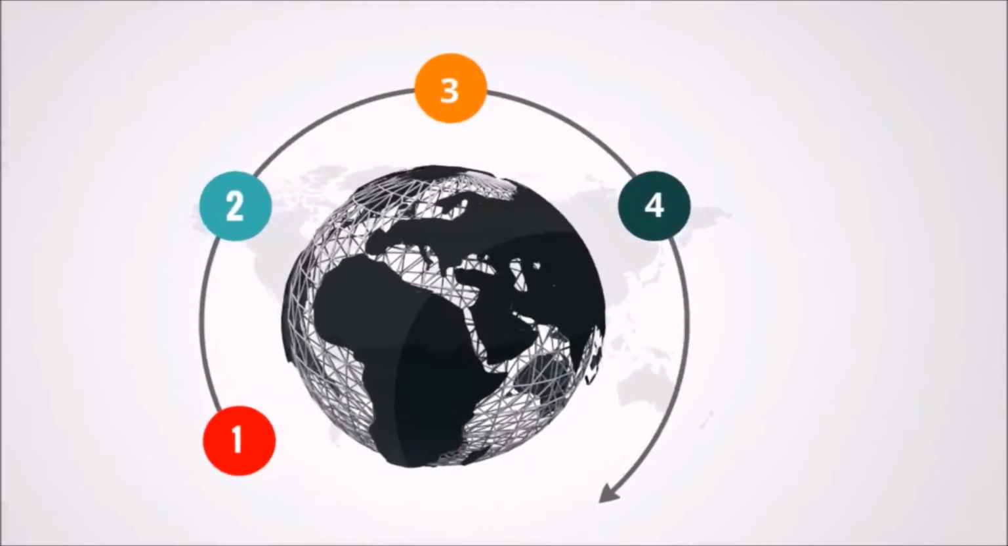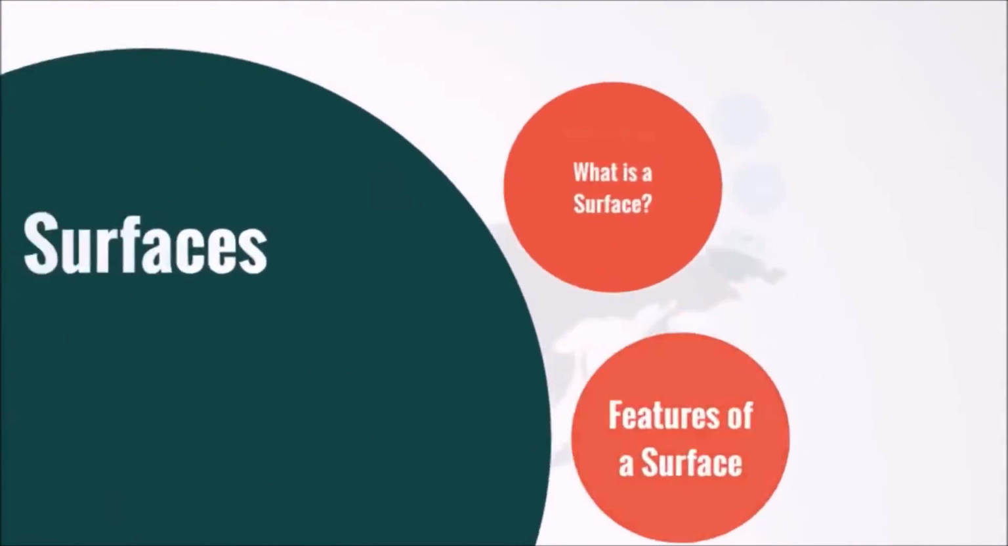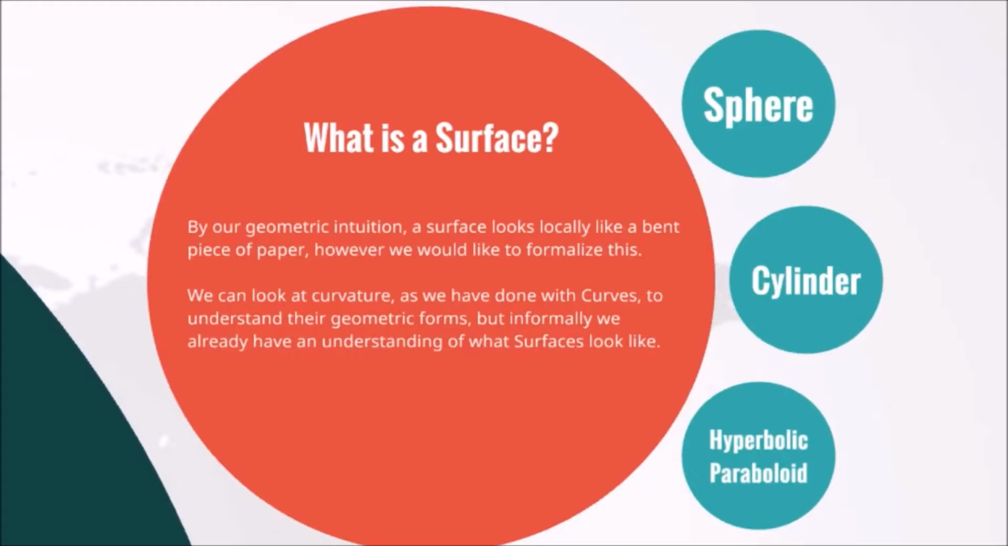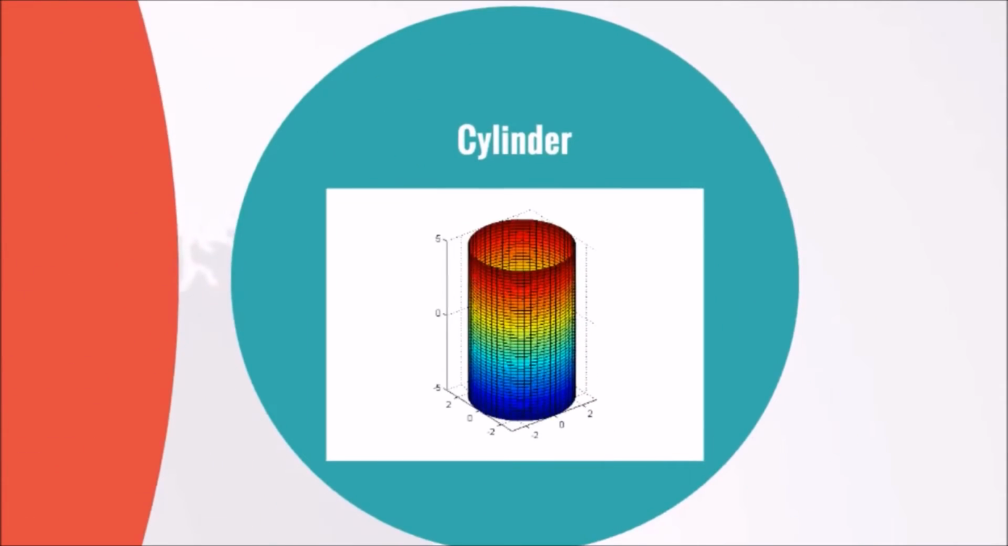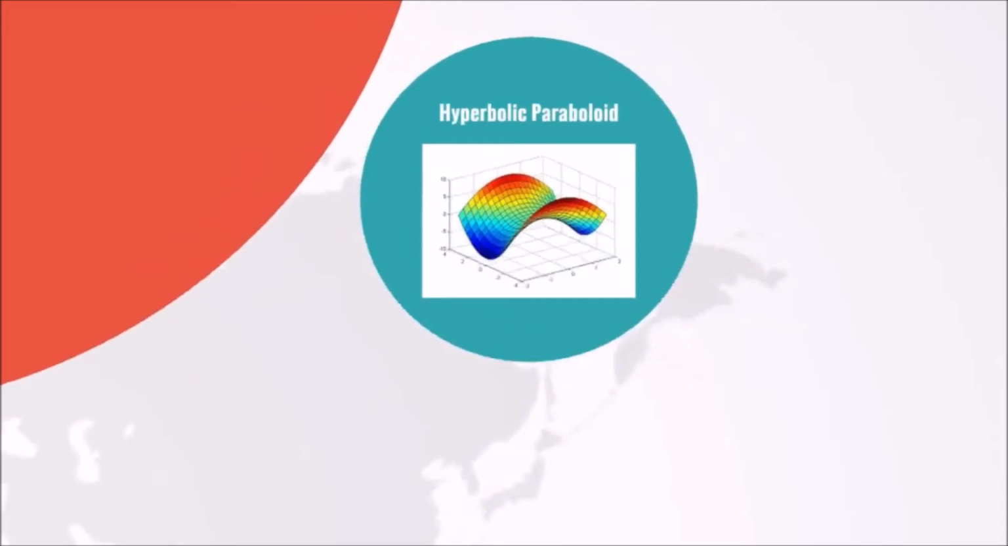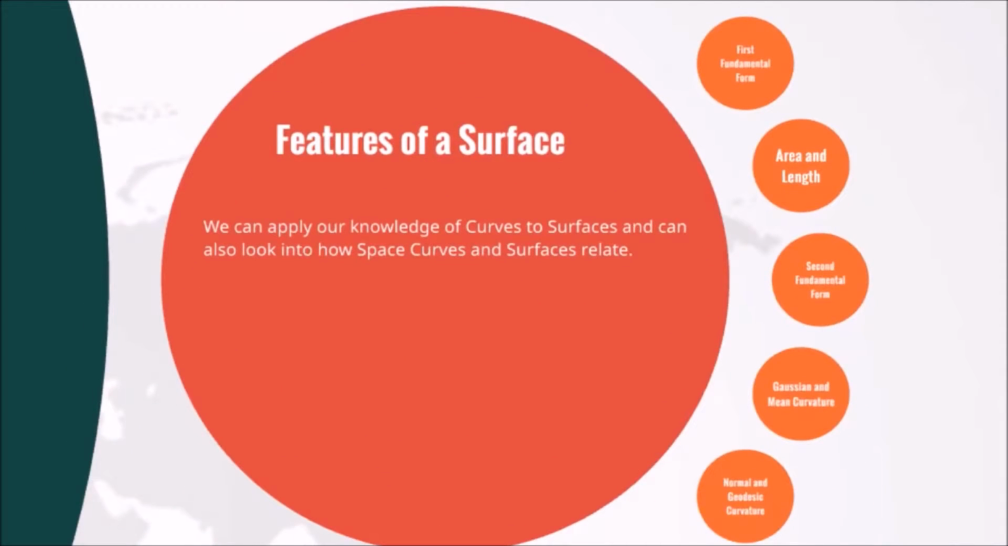Finally, we're going to explore surfaces. By our geometric intuition, a surface looks locally like a bent piece of paper. However, we would like to formalise this. We can look at curvature, as we have done with curves, to understand their geometric forms, but informally we already have an understanding of what surfaces look like, for example a sphere, a cylinder, and a hyperbolic paraboloid. We can take our knowledge of curves and use it to relate space curves to surfaces.